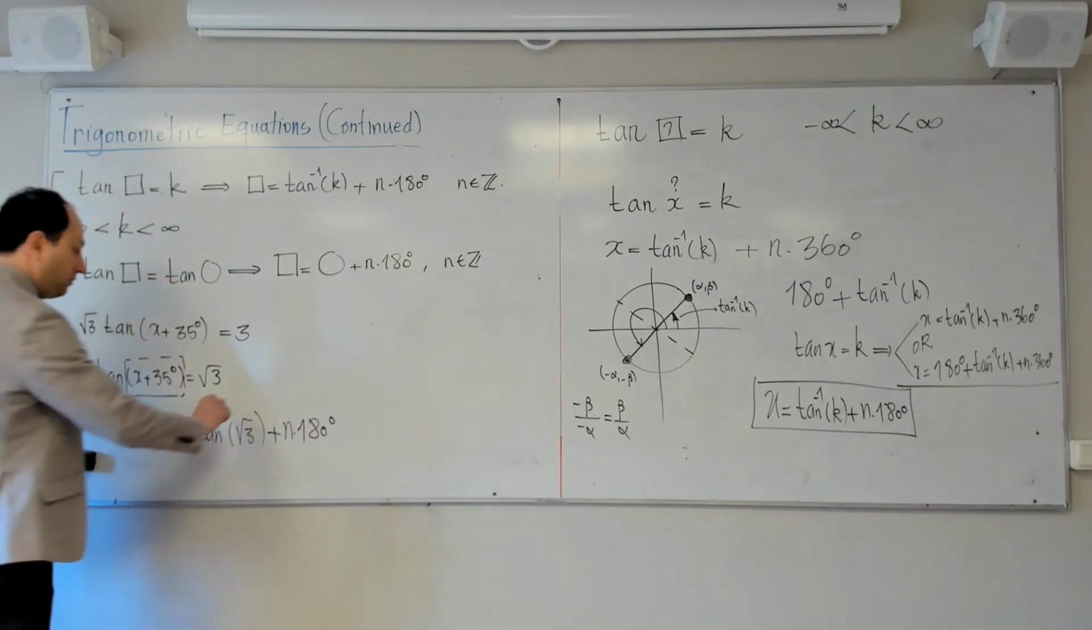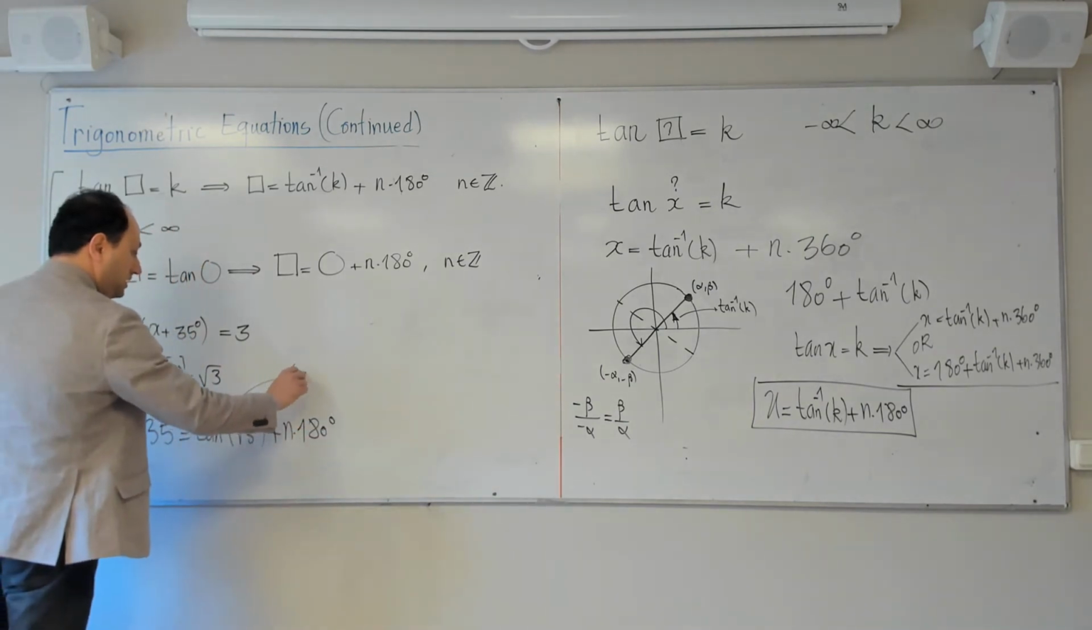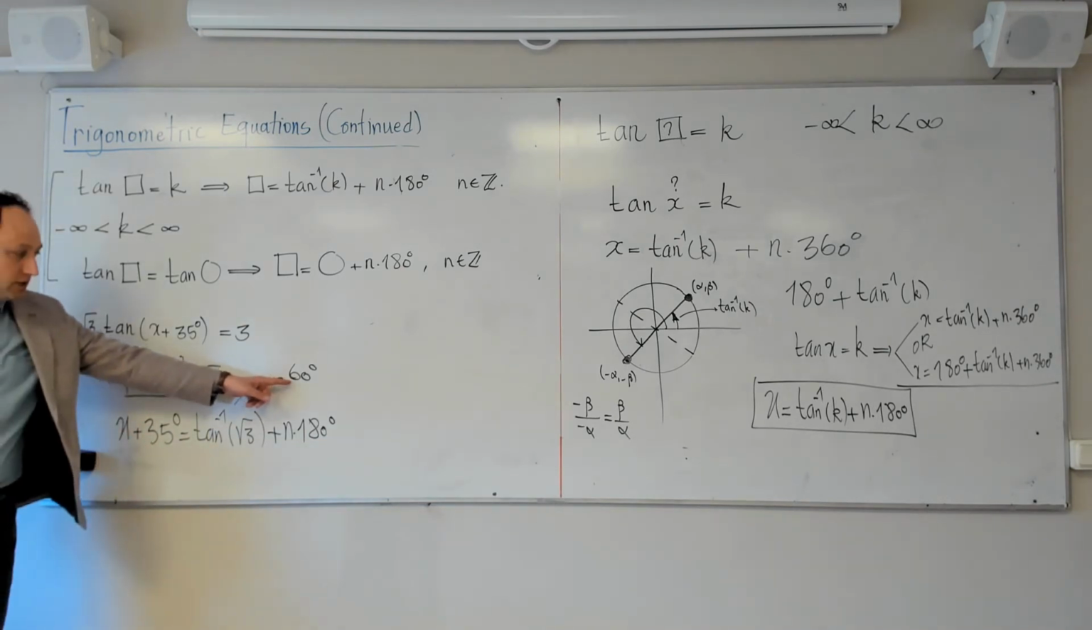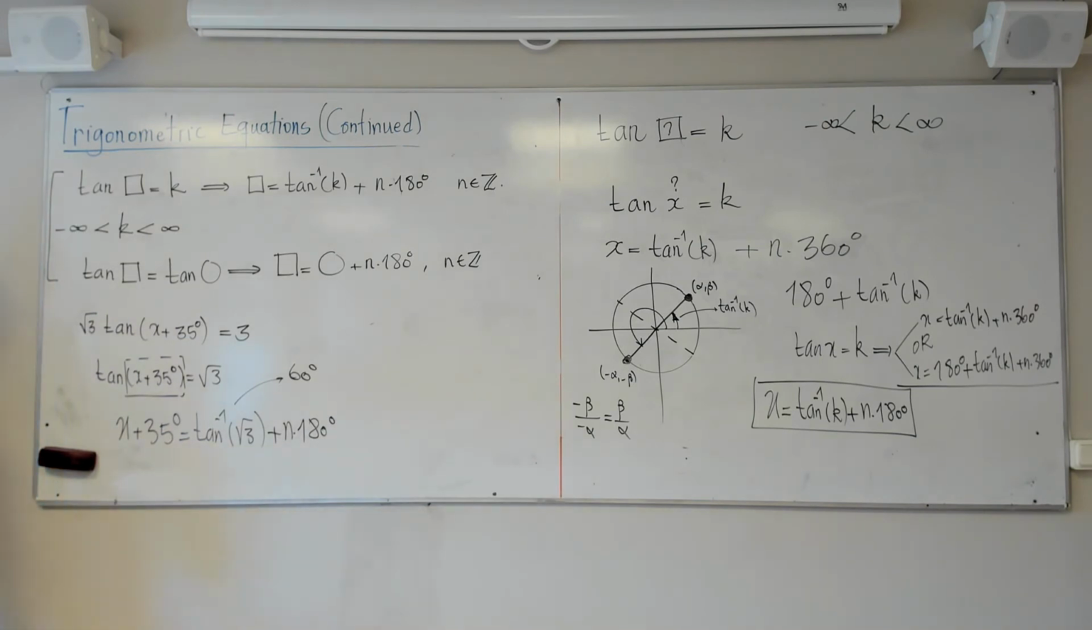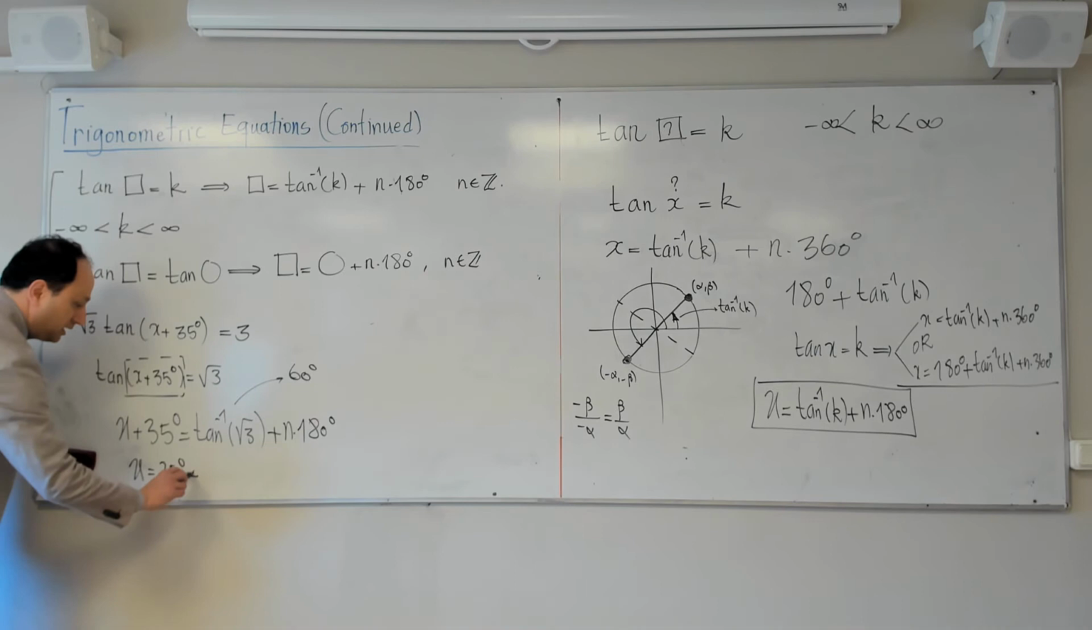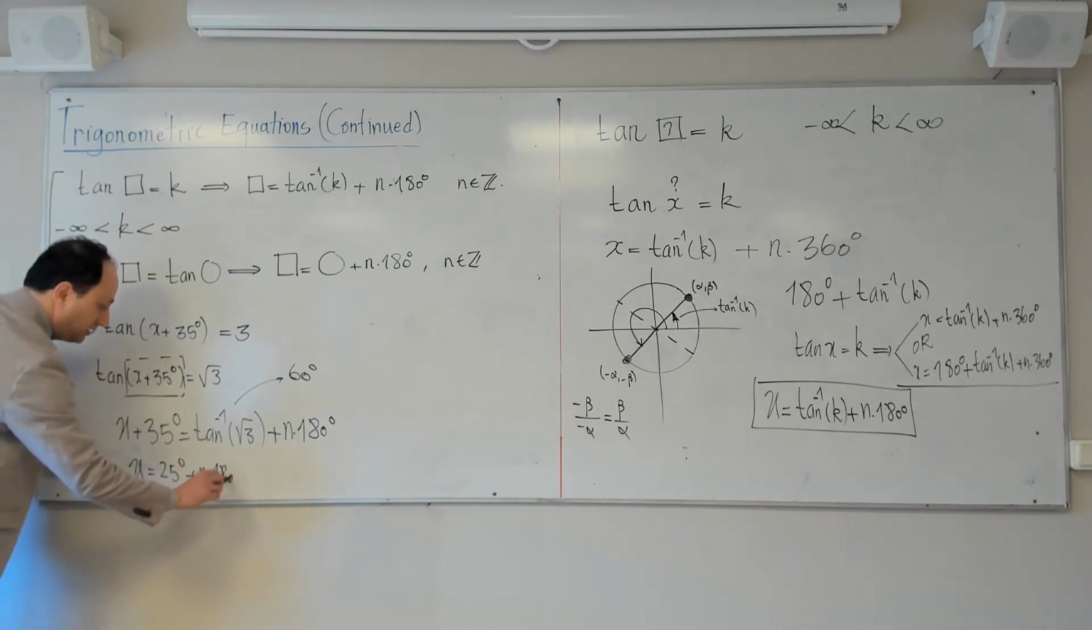And then this is a famous angle, I have it in my memory, it is 60 degrees. Okay, and then what you need to do, you want to find x, so you don't need to divide, you just move 35 to the left. It becomes negative 35, positive 60, is positive 25. So the answer would be x is equal to positive 25 degrees plus n times 180 degrees.